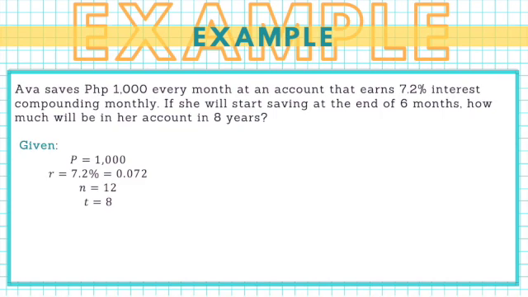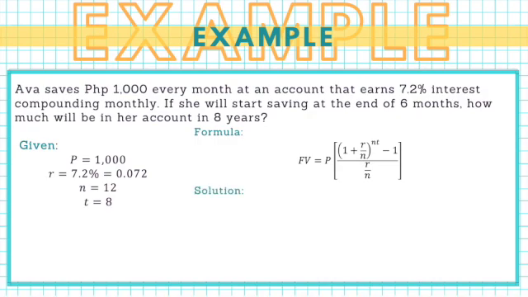Now notice that in this example, you are asked how much will be in her account after a certain number of time. Okay, so the formula that we're going to use is the future value formula for deferred annuity. The future value formula for deferred annuity is actually the same as the formula for the future value of simple ordinary annuity. Thus, we no longer need to identify the number of deferred periods because it does not affect the future value.